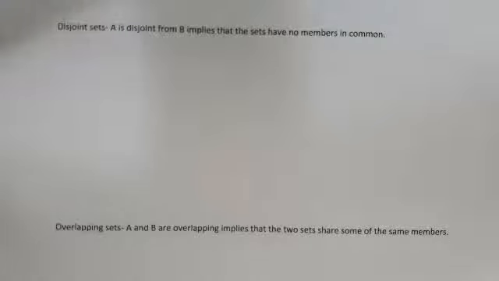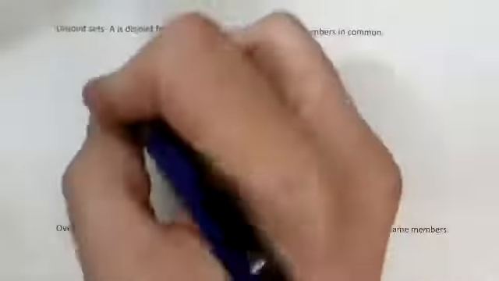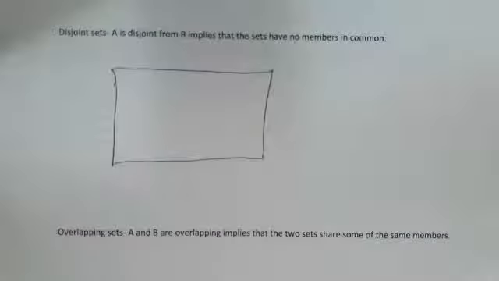Two sets can be disjoint. So if A and B are disjoint, that implies that the sets have no members in common. So first we want to start by drawing our universe. We want them to have no members in common. So how do we do that?